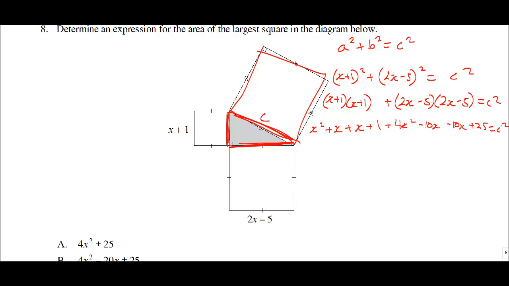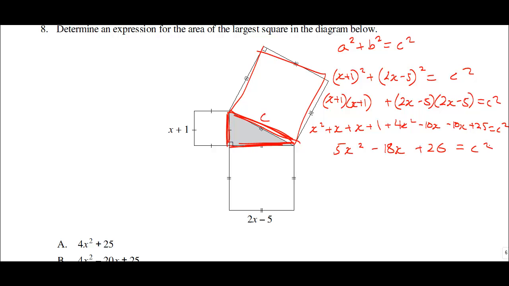At this stage, I will gather all of my like terms. And when I gather my like terms, I have 5x squared minus 18x plus 26. And that is equal to c squared. Okay?